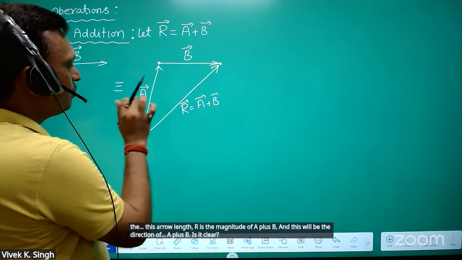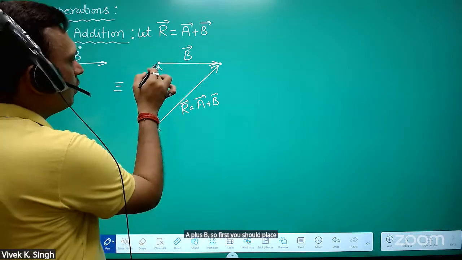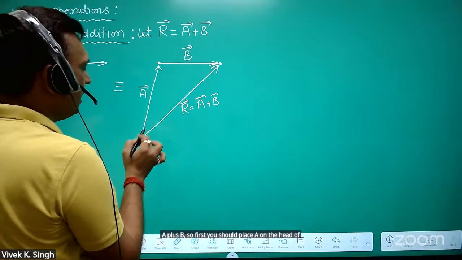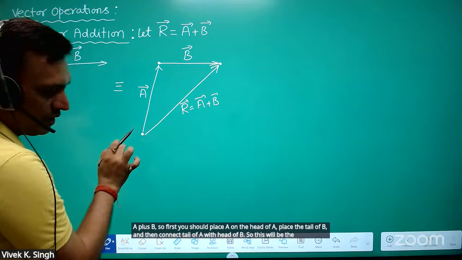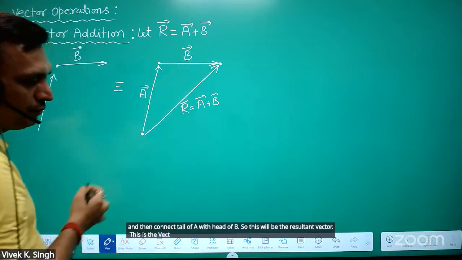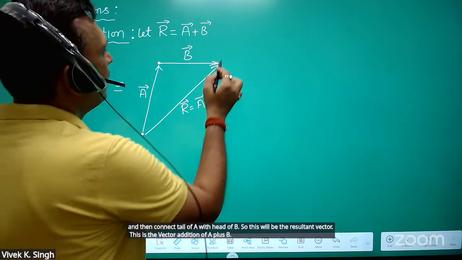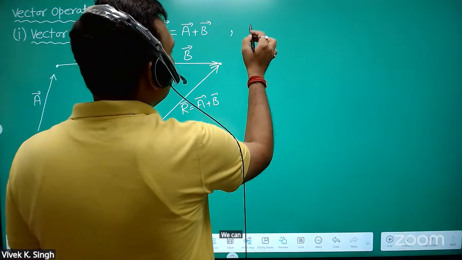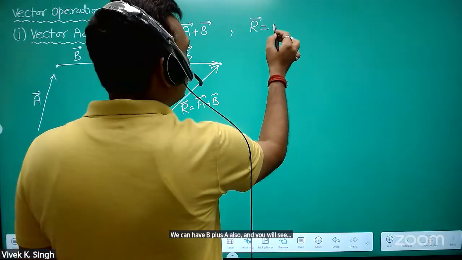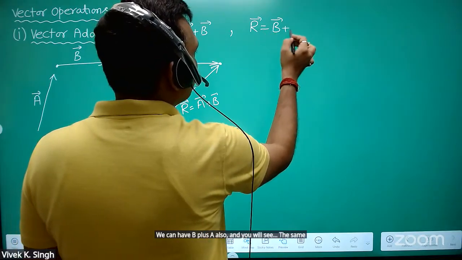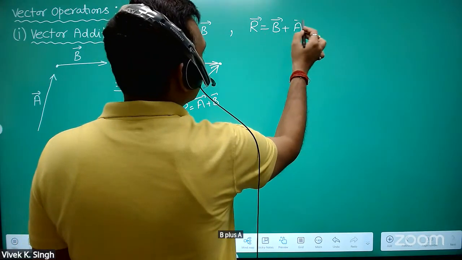So first you should place A, on the head of A place the tail of B, and then connect the tail of A with the head of B. So this will be the resultant vector. This is the vector addition of A plus B. We can have B plus A also, and you will get the same R.